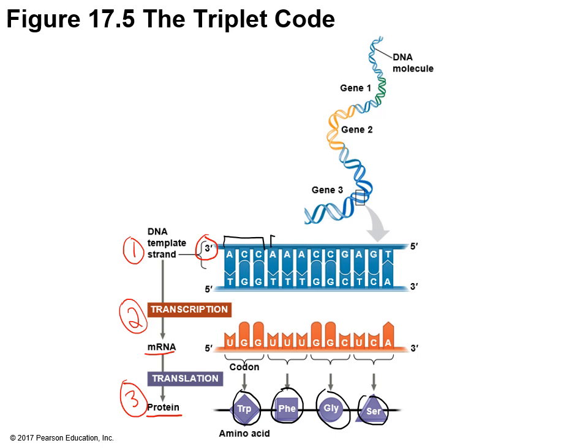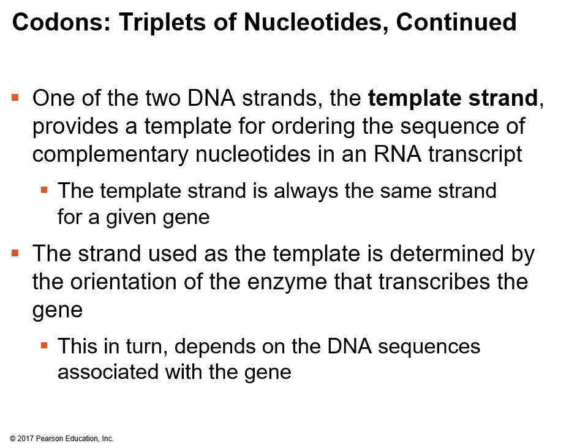So in DNA, the groups of 3 bases are called DNA triplets. In RNA, it's going to be called codons. One of the 2 DNA strands, the template strand, which is always going to start at the 3' carbon and then go to the 5' carbon, provides a template for ordering the sequence of complementary nucleotides in an RNA transcript. The template strand is always the same strand for a given gene. The strand used as a template is determined by the orientation of the enzyme that transcribes the gene. This in turn depends on the DNA sequences associated with the gene.